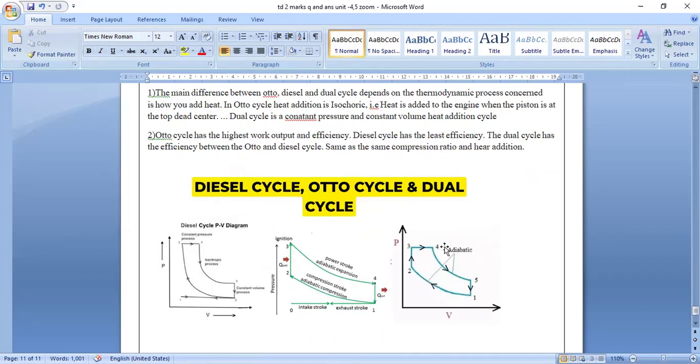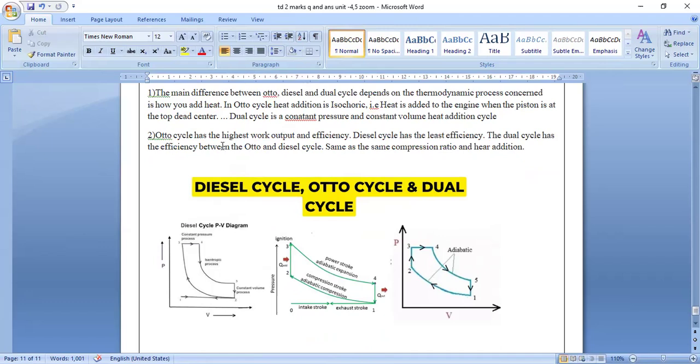So this is the dual cycle. What is happening? Constant pressure, and constant volume. Heat is added and heat is rejected here. Both at constant volume and constant pressure, heat is added. So more heat is available in the dual cycle.